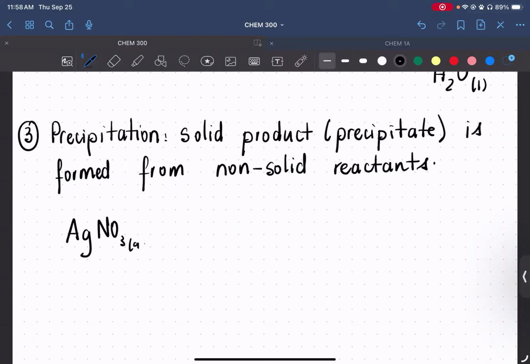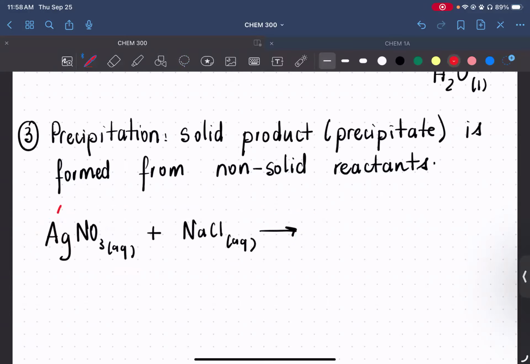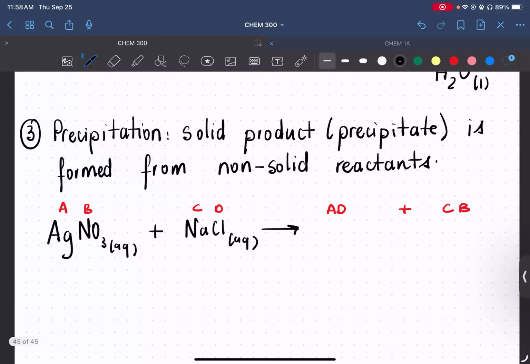Silver nitrate reacting with sodium chloride. This is a double displacement reaction. A, B, C, D to give us AD plus CB. The products are silver chloride and sodium nitrate.